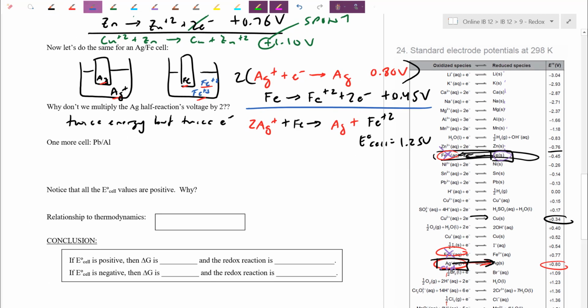Well, in this case, I see that the electrons on the left side, this top reaction is the reduction reaction. This one here has gained electrons. This one stole electrons from iron. The iron actually drops off 2 electrons for the Ag.